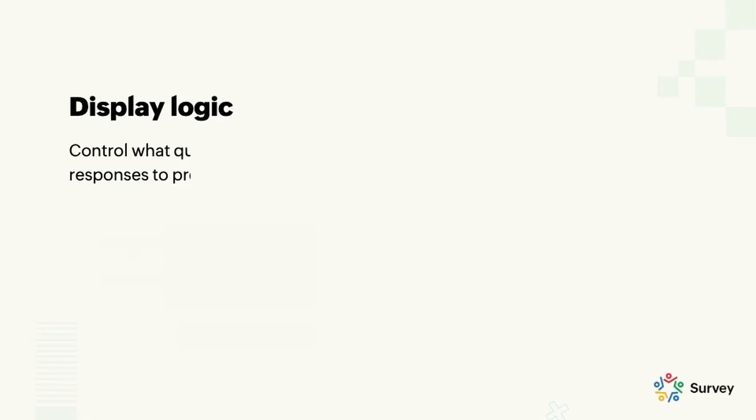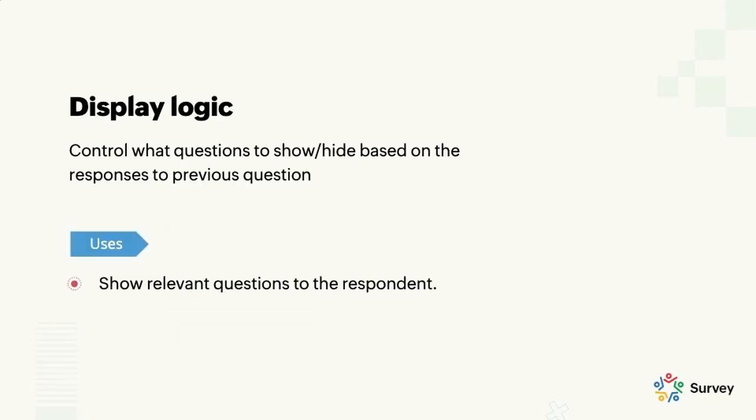The next is display logic. Display logic allows you to control what questions are displayed based on the respondent's answer to the previous question. So the use is again to show relevant questions to the respondent. Let's take a look at an example.